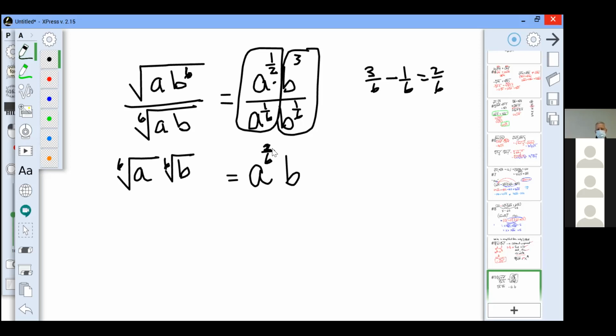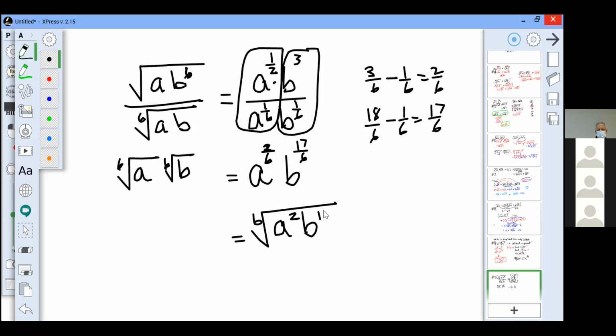Okay, understand why? I can't rewrite it as a radical with an index unless it's the same denominator. So I don't want to do that. And then 3 is 18/6, and we're going to subtract off 1, and that means 17. Well, that doesn't reduce down to some bizarre number of thirds, does it? Okay, so now I can put it back to a squared and b to the 17.